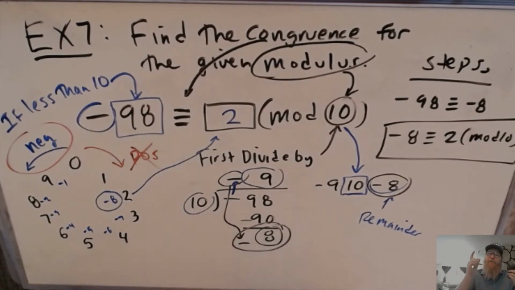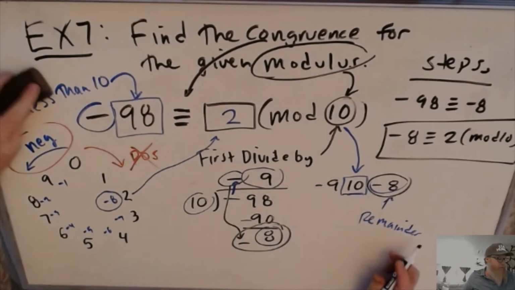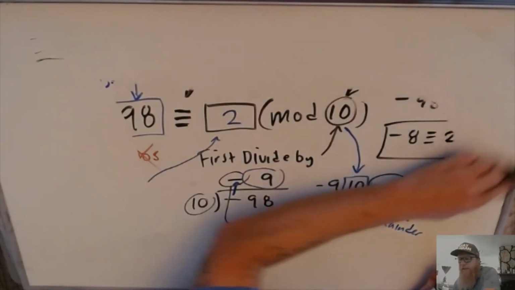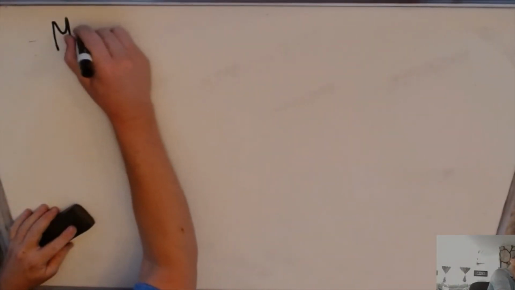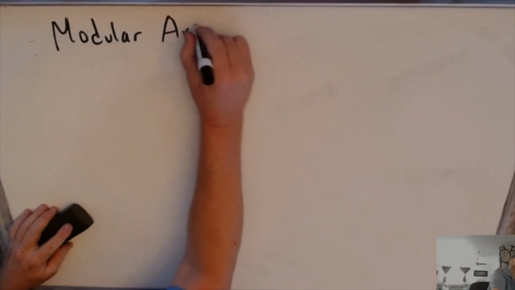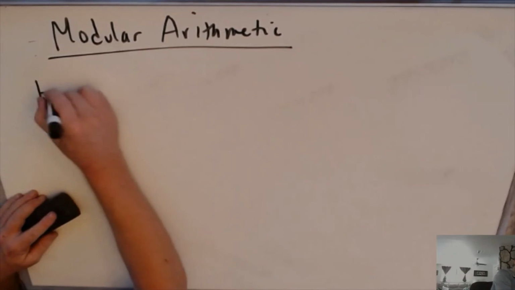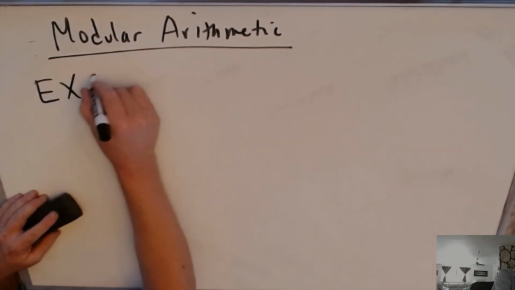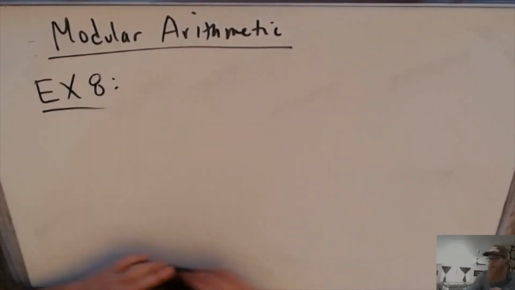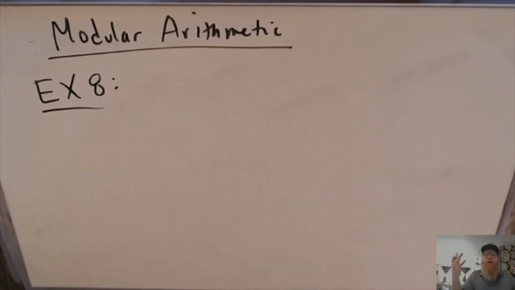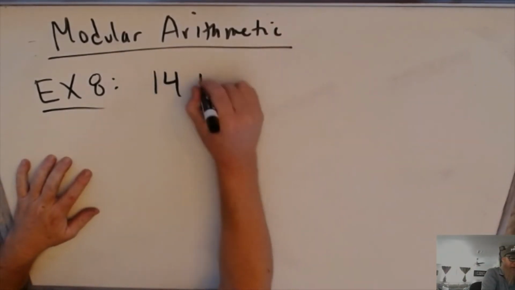Okay, so we've seen positive numbers going clockwise, negative numbers going counterclockwise. Now we're ready to do arithmetic with modulus. So this is sometimes called modular arithmetic. Let's start off with something simple, addition.